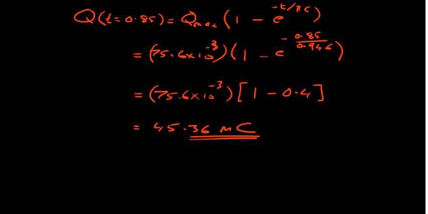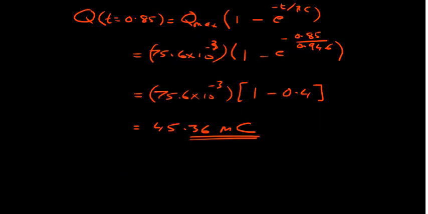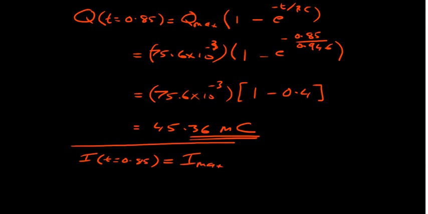All right, so that was the first question, in really detailed how you should tackle it and which values you should be finding. Now the second part is how much current is running through the circuit at this time. We know that immediately when t equals 0, the maximum current will flow through the circuit. So to find that, the formula is I at t equal 0.85. We could speed things up and say, okay, it is the maximum current times exponential minus t over RC.